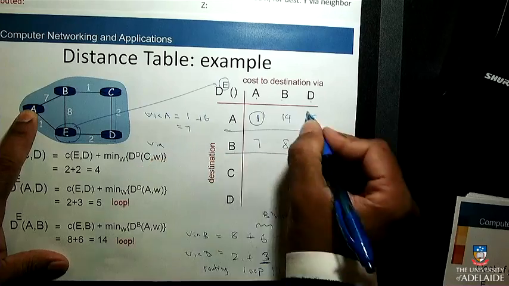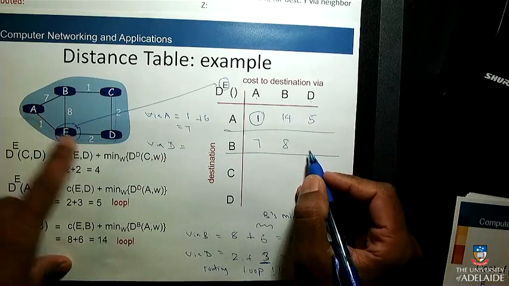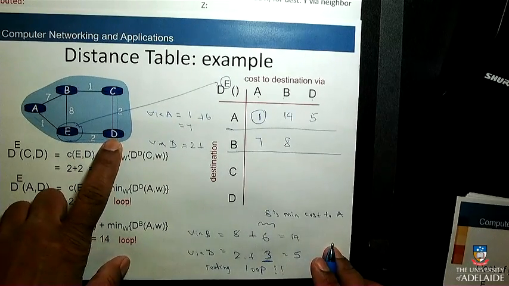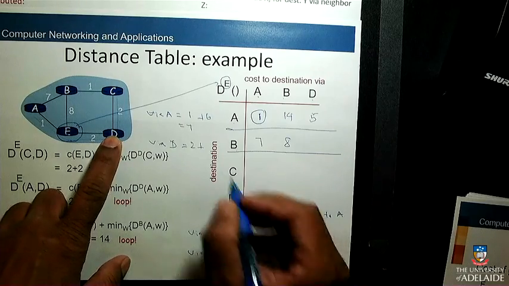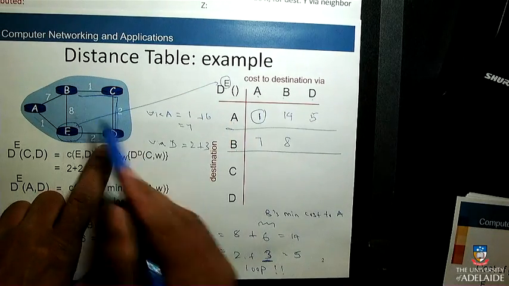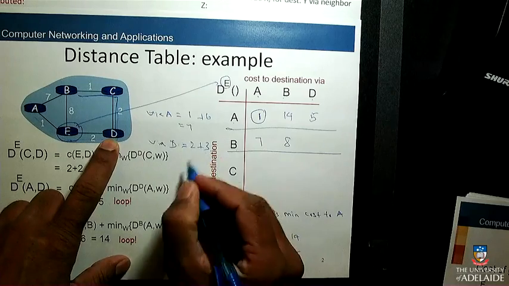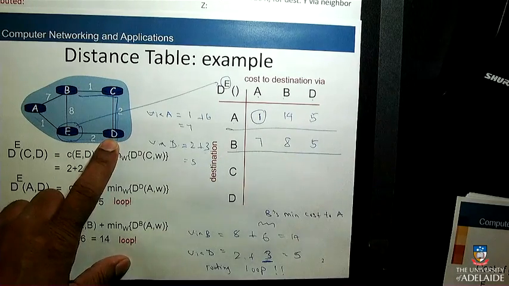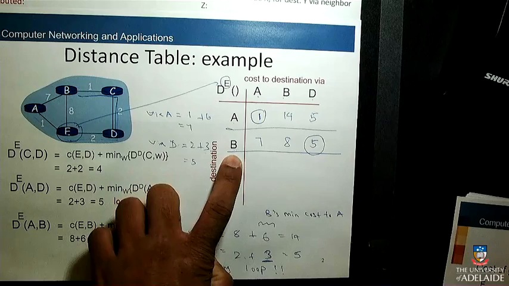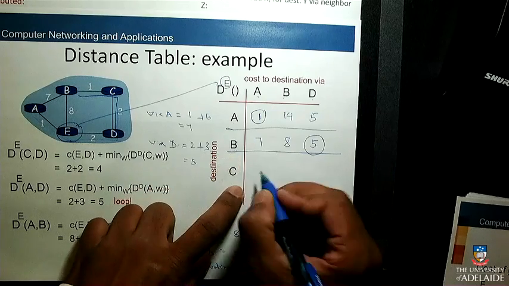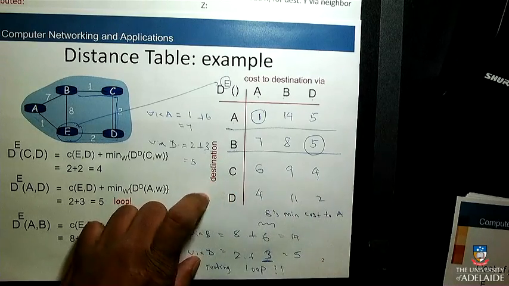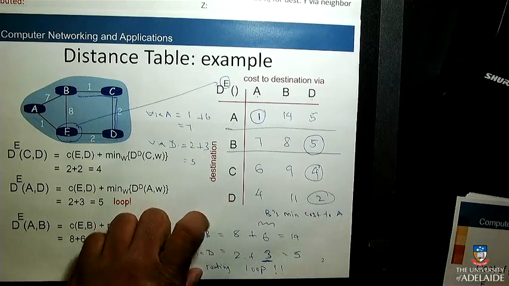Then check via D. So I can get to D with a cost of 2, plus D's least cost path to get to B is 3, right? So D goes that way, okay? So that's a cost of 3. So that gives me a 5. So now I know I can get to destination B via my neighbor D, right? Okay, so if you just copy the numbers, please do this at home. 4, 11, 2. Then you have 4 and 2, right?